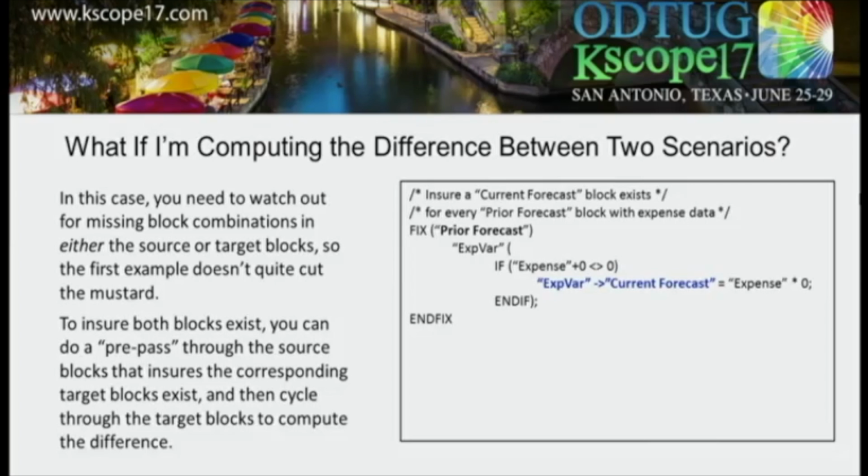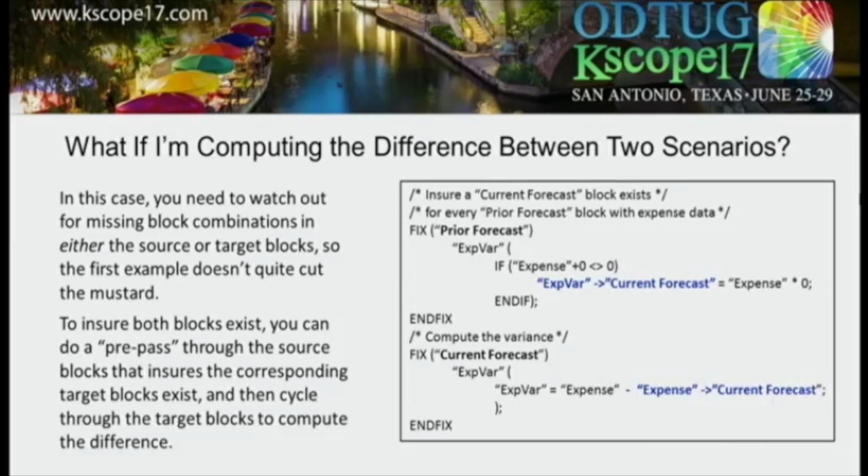But anyway, I just cycle through the prior forecast and just write anything. I could write a dummy account, it doesn't make any difference. I just want to create the block. So this first pass just ensures the block is created. Most of the time they do anyway, but if one wasn't there, it would then create the block in current forecast. And then I can fix on current forecast and do the variance, because now I know I have a block in current forecast for everyone that had an expense value. Everybody see that? Never have a block creation problem. Never, ever, ever doing this.